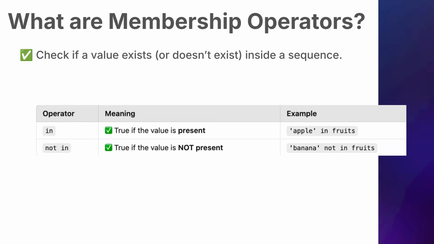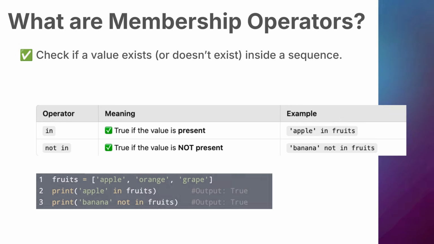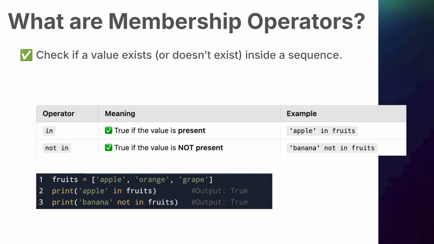The list shows the basic membership operators. If the value exists in a sequence, it answers true. If not, it returns false. It's very simple. For example, using in and not in with a list. Both output true, because apple is inside the fruits list, and banana is not inside the fruits list.